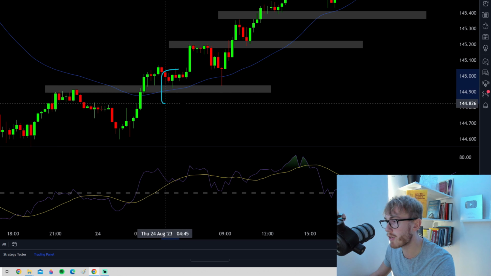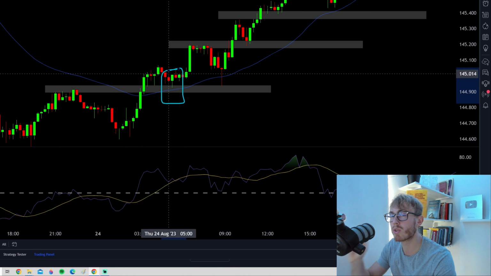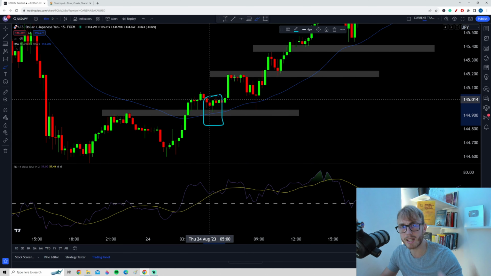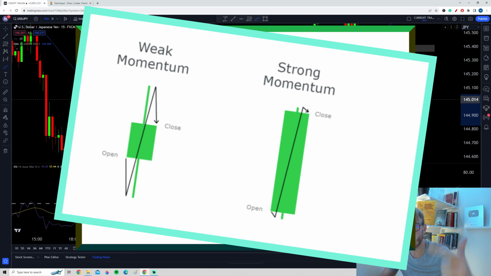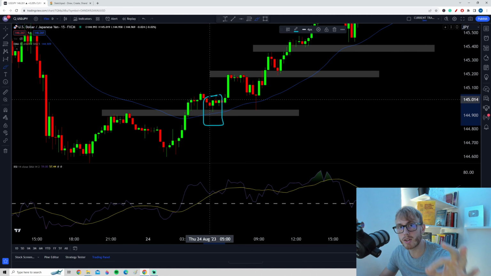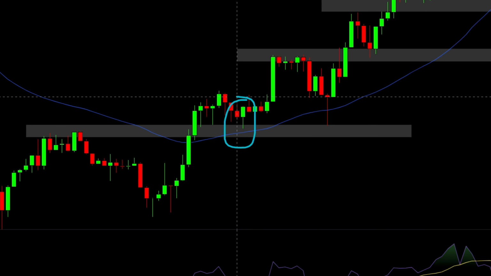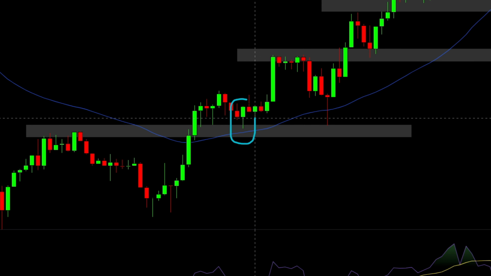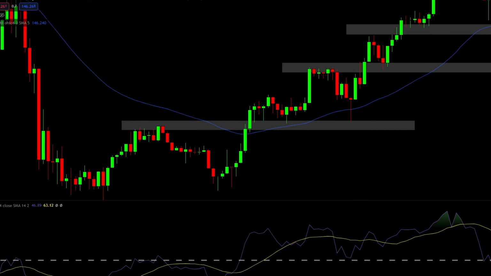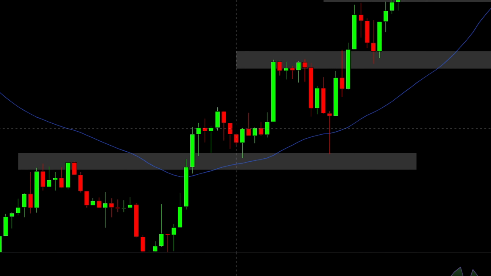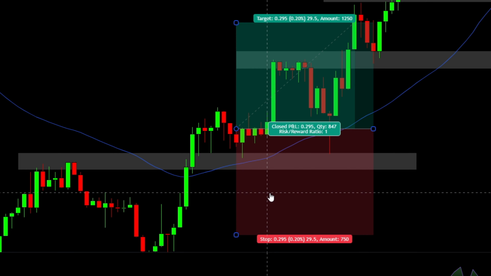In order to confirm the exact entry, I want to use yet another tool, and that is candlestick patterns. I want to see some kind of bullish candlestick pattern, such as an engulfing pattern or a strong momentum candle to signal the entry for the trade. And as you can see, in this case, we actually had a bullish engulfing pattern. You can see this green candle together with the red candle. So here we want to enter the long position at the candle close of this engulfing pattern.